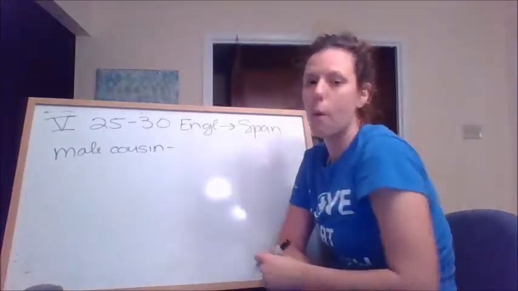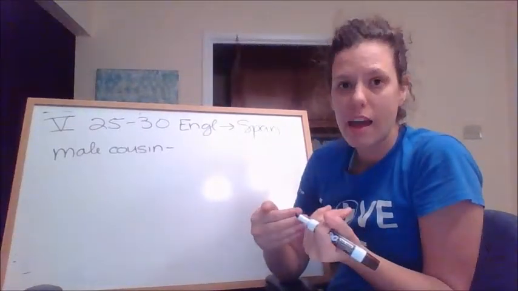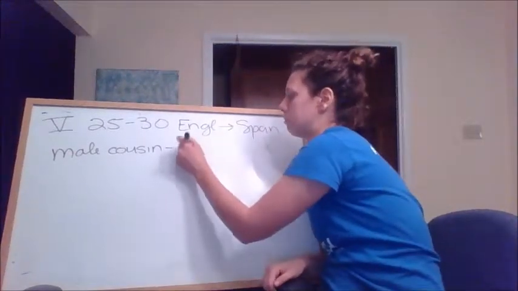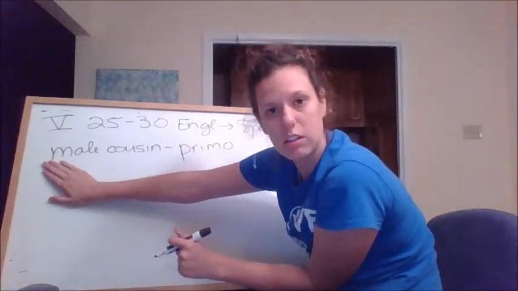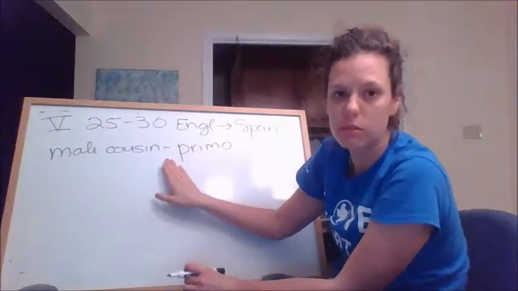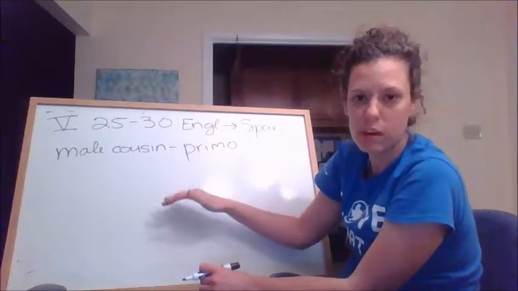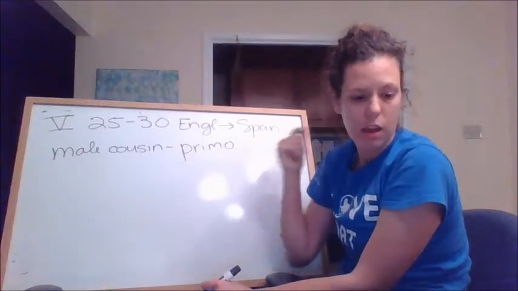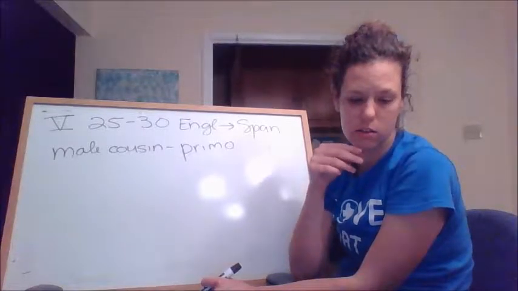All right? So prima or primo are the words for cousin. Prima is a female cousin, so primo has to be the male cousin. Now, since I didn't put the male cousin or a male cousin, you don't have to include an article. Okay? So these from English to Spanish do not have articles in the front, so you can just write the noun.